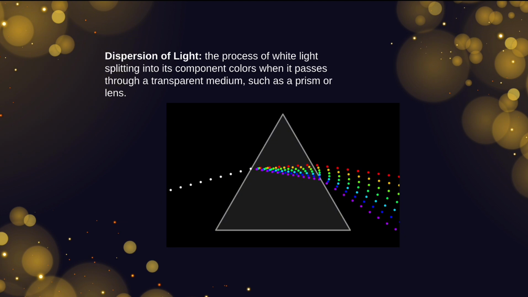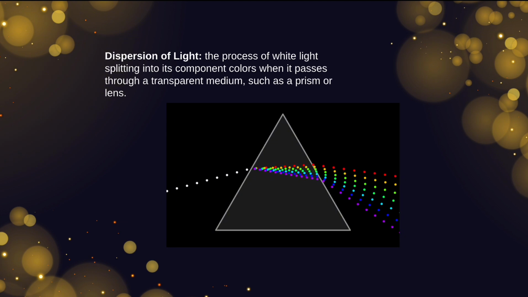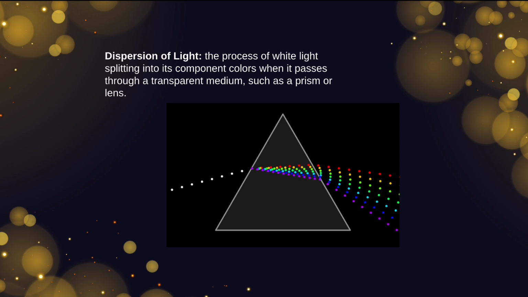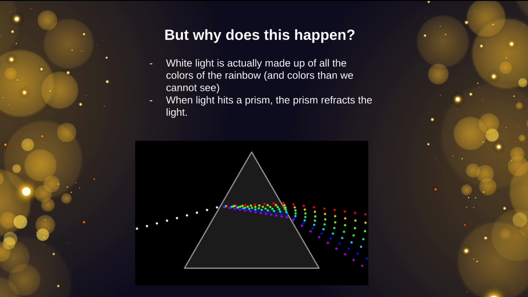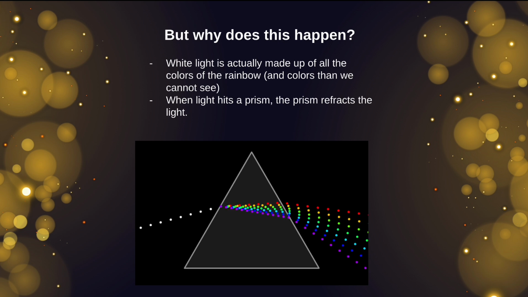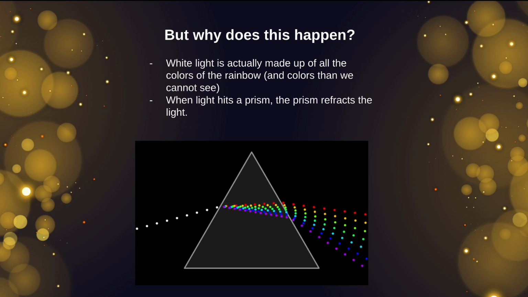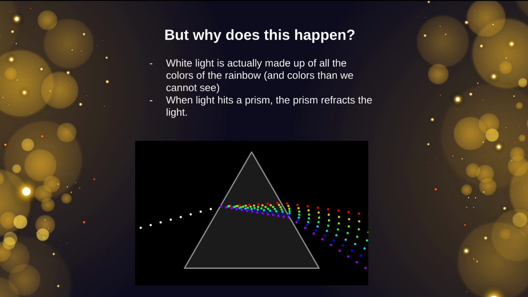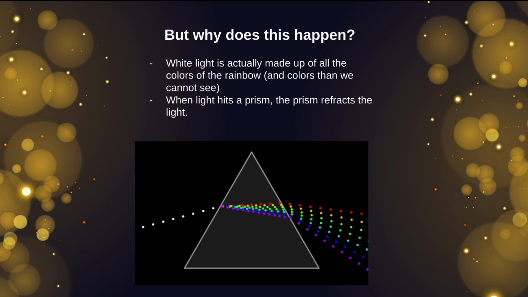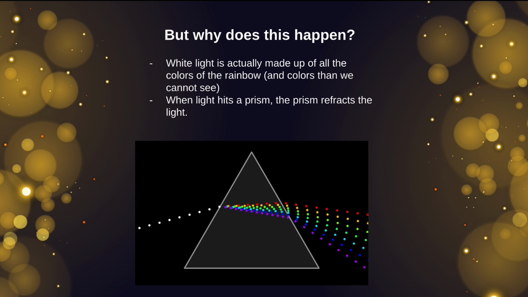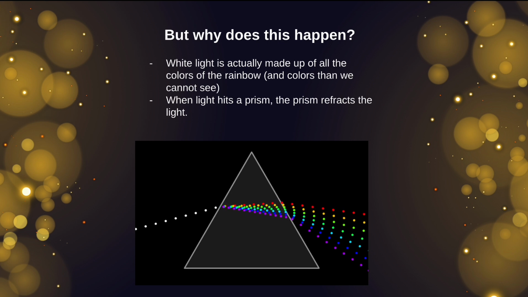This is the process of white light splitting into its component colors when it passes through a transparent medium such as a prism or lens. White light is actually made up of all the colors of the rainbow, just like I showed you on the spectrum. All that visible light, if you combine them all together, you see white light, which is the light that comes from our sun or LEDs. Depending on the type of light, it may include some other parts of the electromagnetic spectrum that we can't see, but for the most part, it's just the visible light. So all the rainbow of colors that we saw in the picture before.